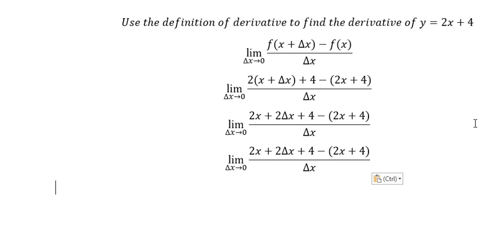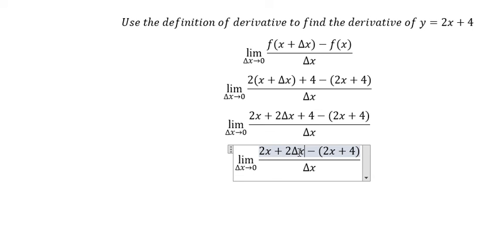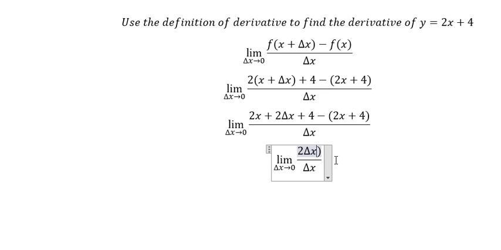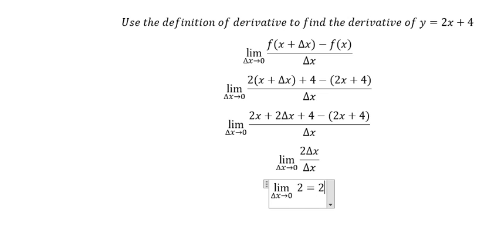Next, 2x minus 2x, 4 minus 4. So we have it like this. Delta x divided by delta x, we have the number 2 in here. And we have the final answer. And this is the final answer. That is the end.